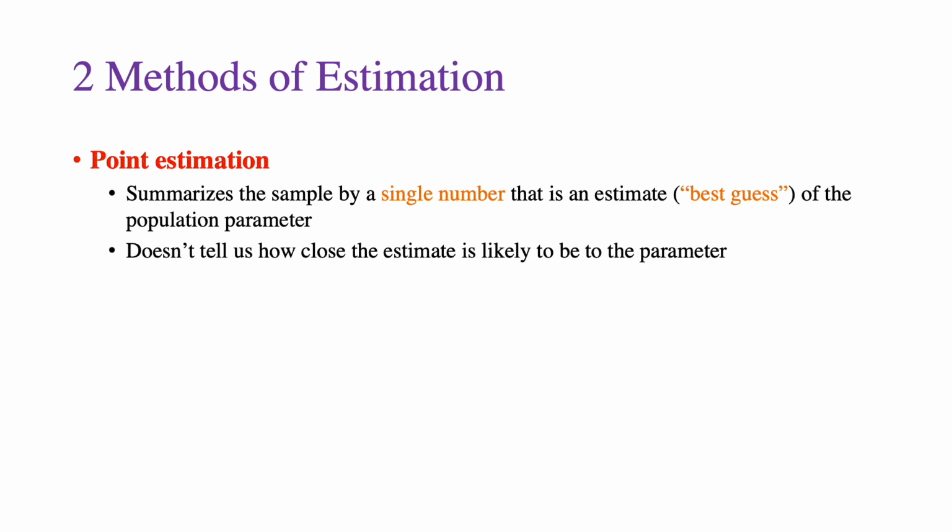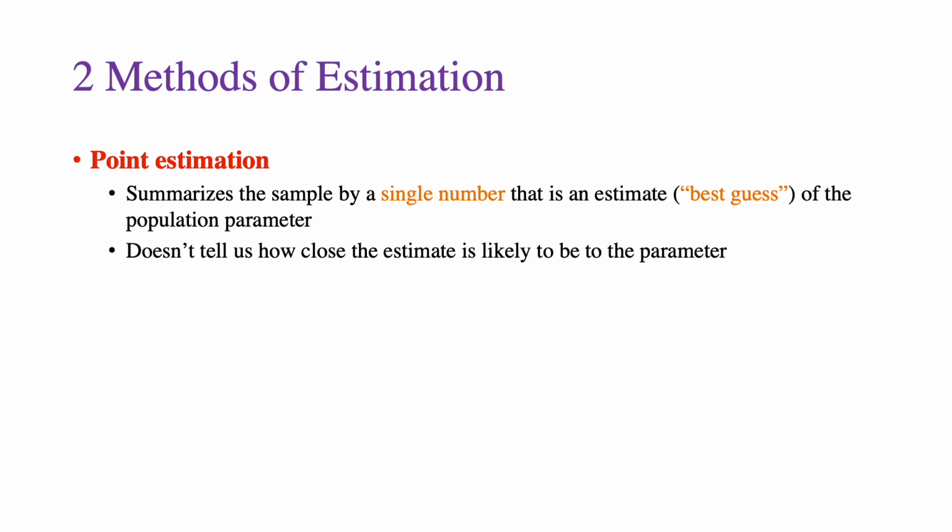Now there are actually two methods of estimation. The first one is coming up with a point estimate. When we say point estimate, it refers to a single number that we gauge as the best guess of the population parameter, which is unknown. Now, the problem with this one is, with a single number, we don't know how close that particular estimate is likely to be to the population parameter.